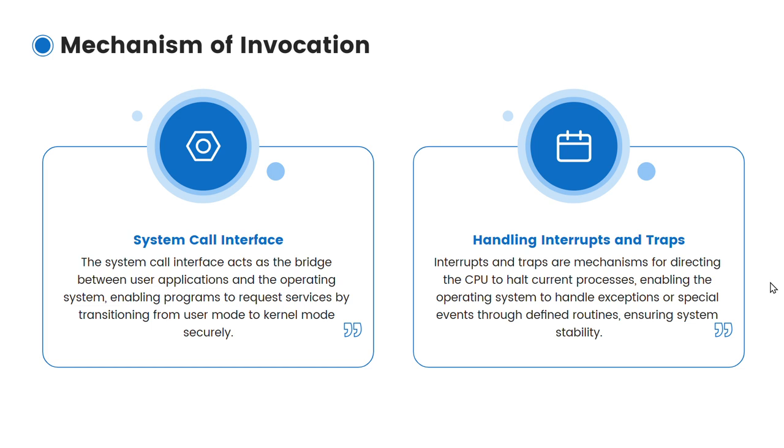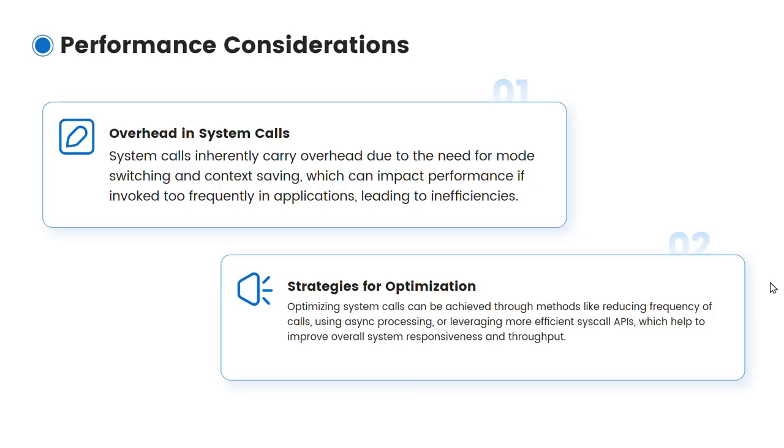Handling interrupts and traps. Interrupts and traps are mechanisms for directing the CPU to halt the current process, enabling the operating system to handle exceptions or special events through defined routines, ensuring system stability.